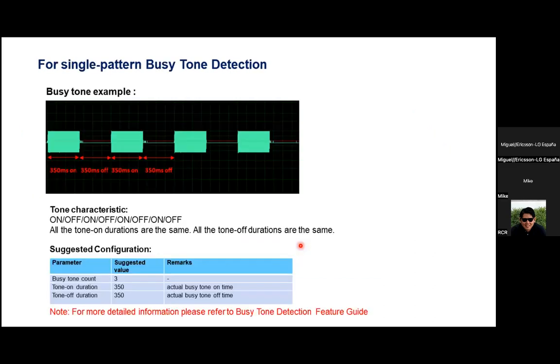Here, let me give you an overview of the specific busy tone patterns that our device can detect. First, we have the single pattern. What is this single pattern? All of the tone durations are the same: same duration for on, same duration for off. As you can see in the example we showed previously, that is 350 milliseconds on, 350 milliseconds off. This is a single pattern busy tone, and we have no problem with this one.